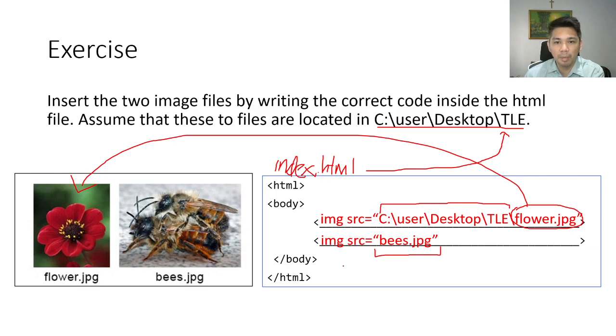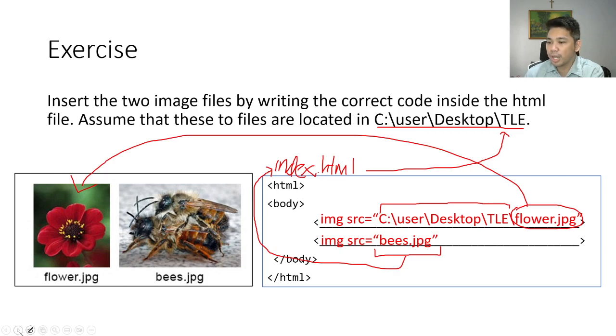If you cannot remember what a relative URL is, a relative URL will use whatever the path of index is. What is the path of index? C user desktop TLE. So the computer will use C user desktop slash TLE slash bees.jpg. Again, with the relative URL, it's up to the computer to fill up the path to locate the resource file. Okay?